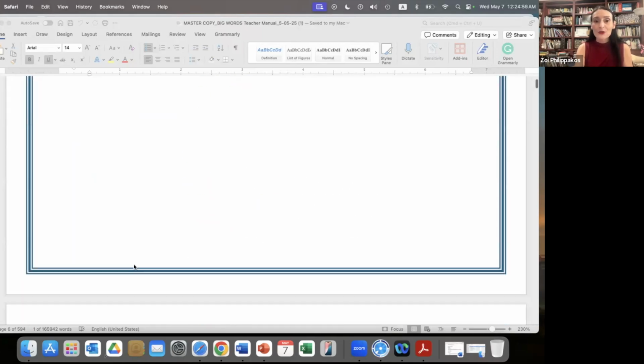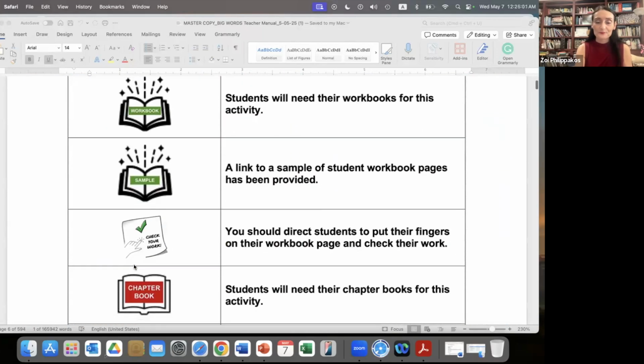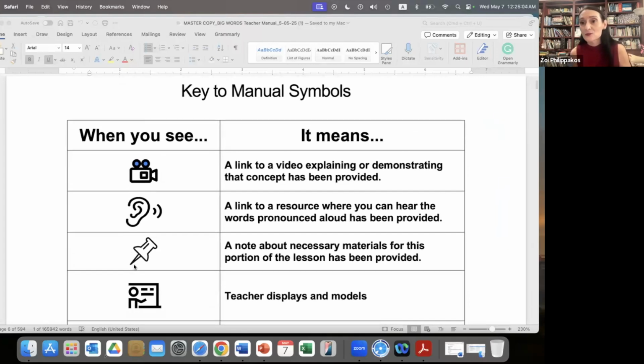Now, in addition to these resources, we have a key to our manual. We have included within the lesson symbols that mean something, and by knowing the key you can understand what each symbol represents within the lesson. When you see this icon, it means that there is a link to a video that may be explaining the entire lesson, or a segment of the lesson, and we indicate in the explanation what you will be seeing. If you see the symbol of an ear, it's a link to a resource where you can hear the word and its pronunciation.